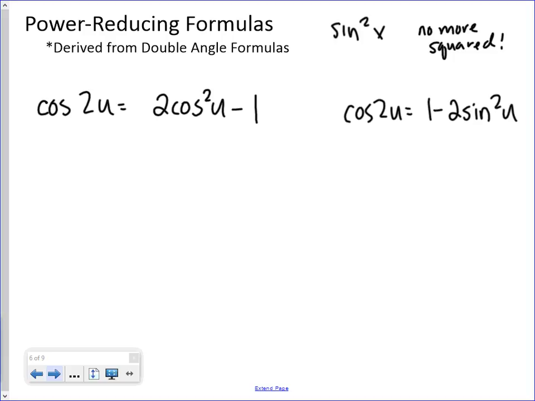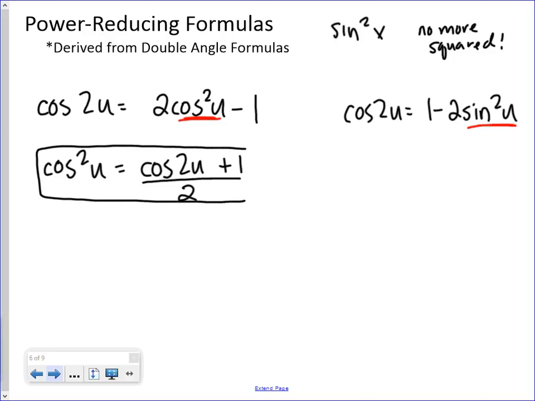So, to create the power reducing formula, we are going to solve for the powered term. So on that very first formula, I'm going to get cosine squared u all by itself. What will I have to do to both sides? Add 1, divide by 2. So this will turn into cosine squared u is equal to cosine 2u plus 1 divided by 2. I switched it around. That's your power reducing formula.